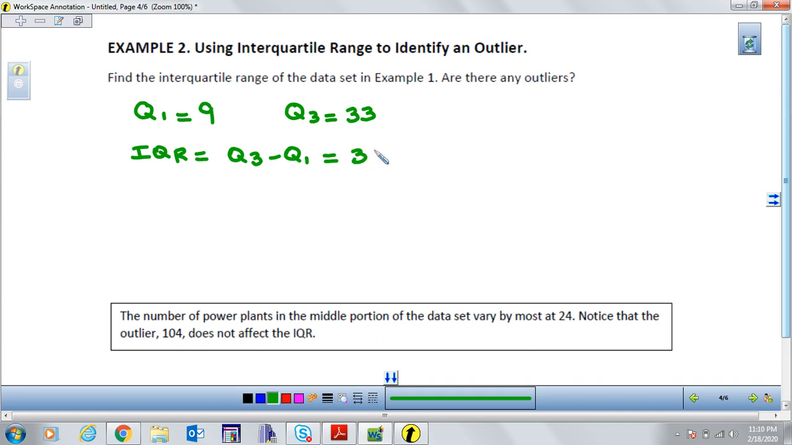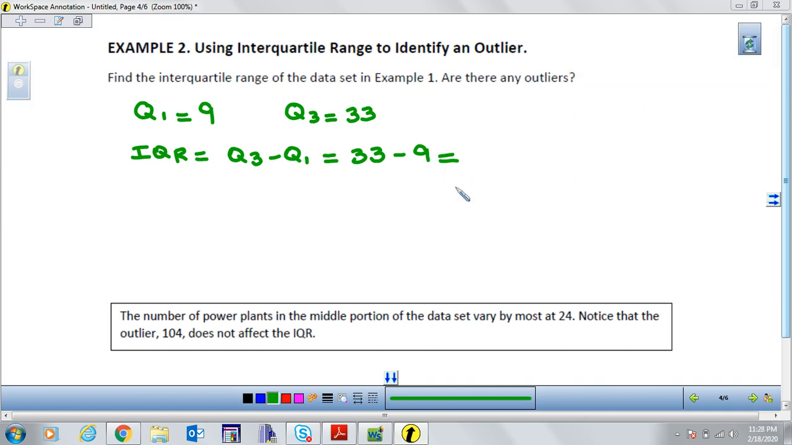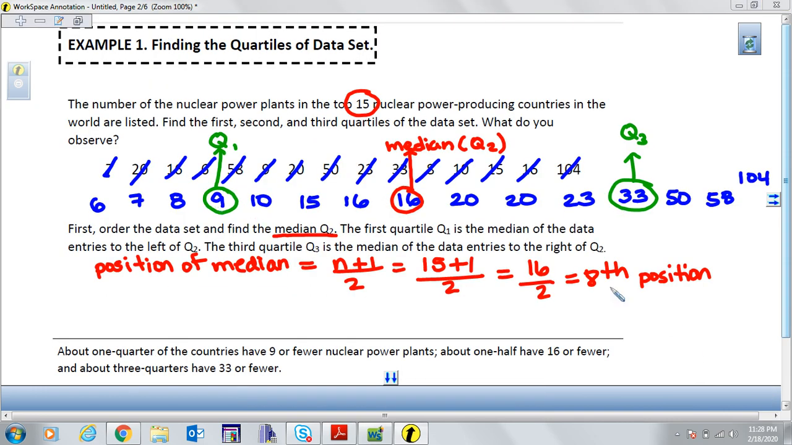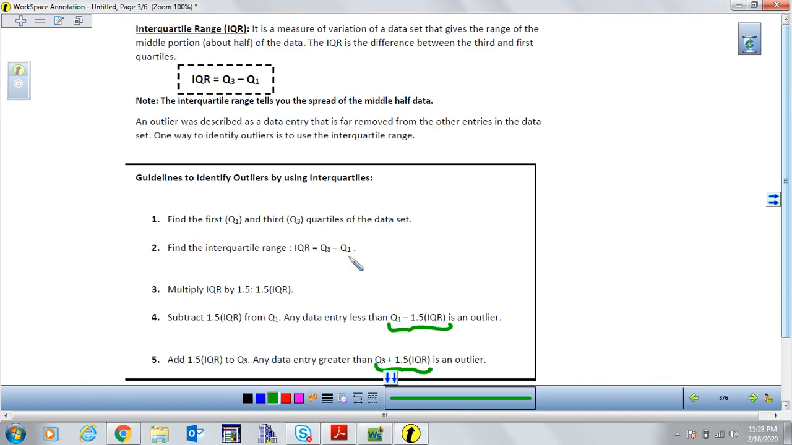So 33 minus 9, and, was it really? Sorry, I just wanted to make sure that I was not copying the wrong numbers, but yes, Q3 was 33, Q1 was 9. Okay, so then 33 minus 9 here, 24. So this was my step 1, identifying Q1 and Q3. This was my step 2, calculating the IQR by following the formula.